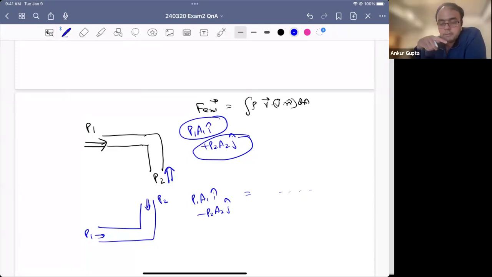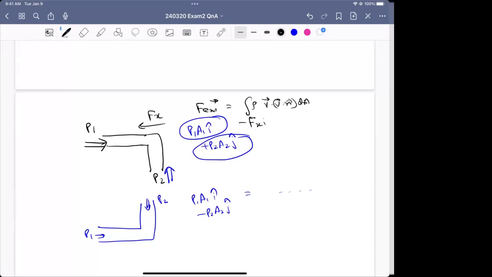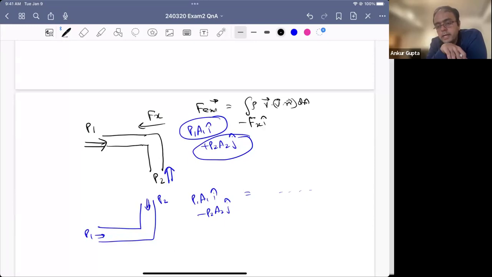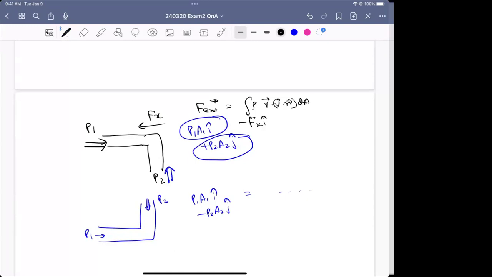No, it should be because of the fact that Fx is pointing like this. The arrow of the anchoring force is this way, so that will give you minus Fx. So the arrow of the anchoring force will determine that sign. Okay. All right. Thank you.